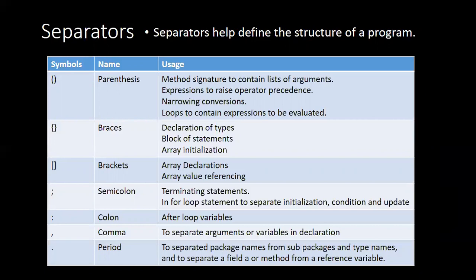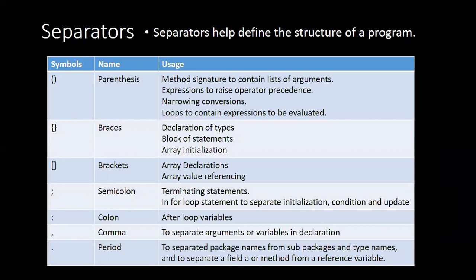Then come braces. We will commonly deal with braces when we start Java programming. Braces are a way to declare types, to separate statements, and for array initialization. And then come brackets, which we sometimes call square brackets. These are used for array declaration and array value referencing. We will learn arrays in later classes, what arrays are and what kind of data structure they are.